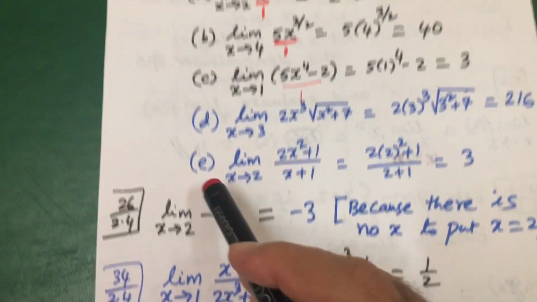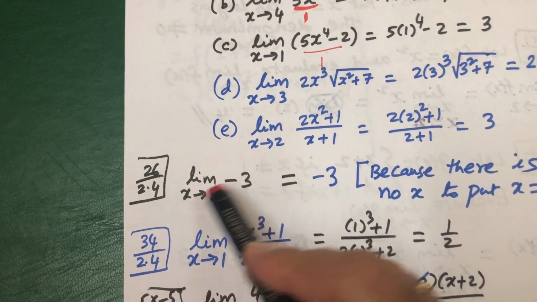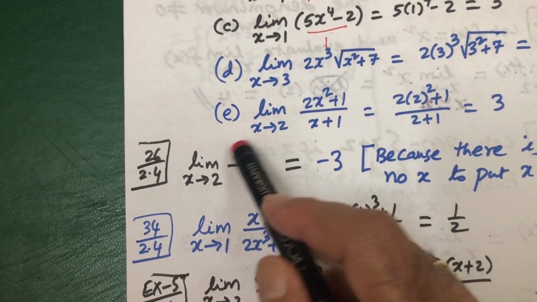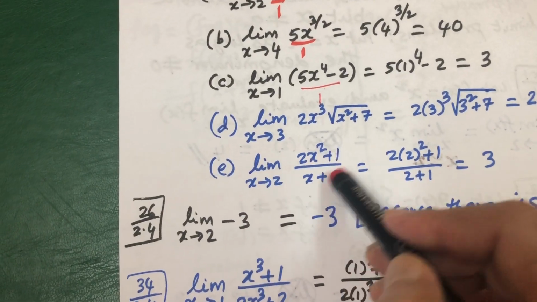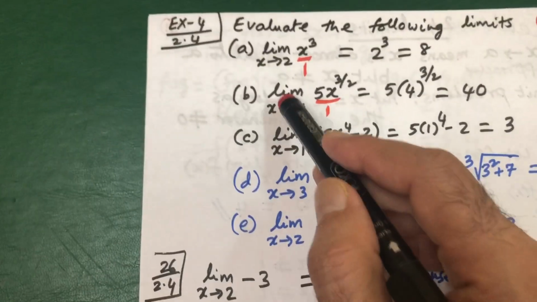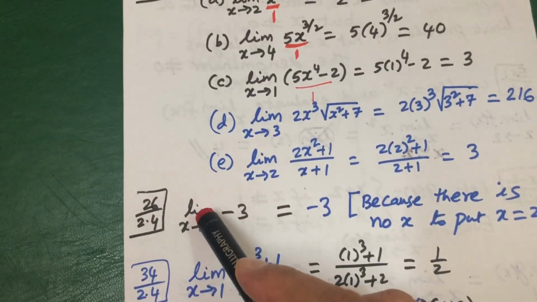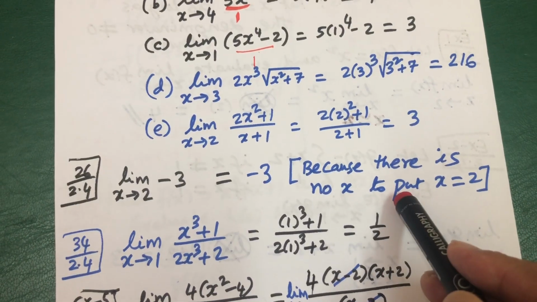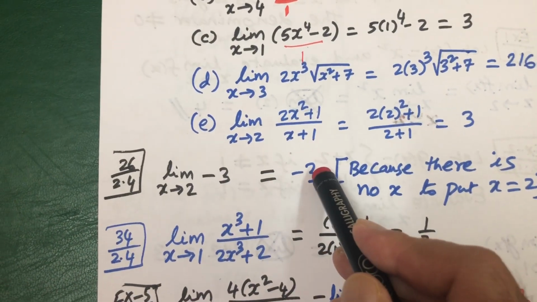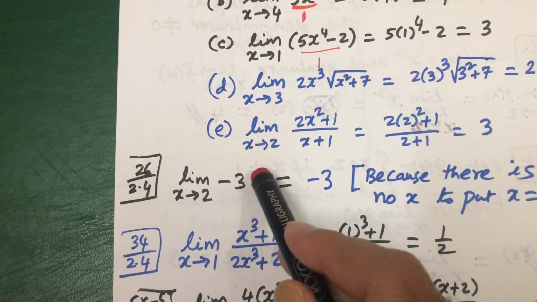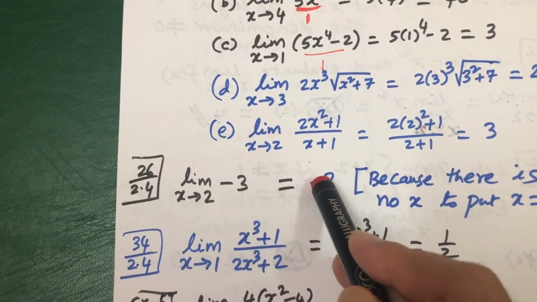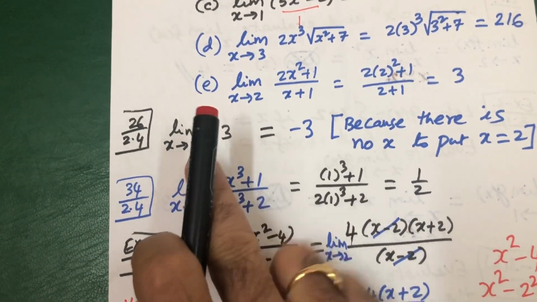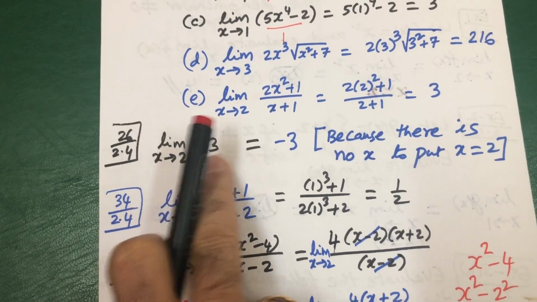Got it? So here is another problem. Limit of minus 3 as x tends to 2. That means I have to put x equal to 2 in the problem. For this question, this is the problem. I have to put x equal to 2. There is no x, so there is nothing to put x equal to 2 in; simply write minus 3 only. If there is x, I will put it. Suppose it is 3x, then I will put 3 multiplied by 2, and I will get 6. Okay? So because there is no x, I don't have to put anything. Simply the answer will be this minus 3.